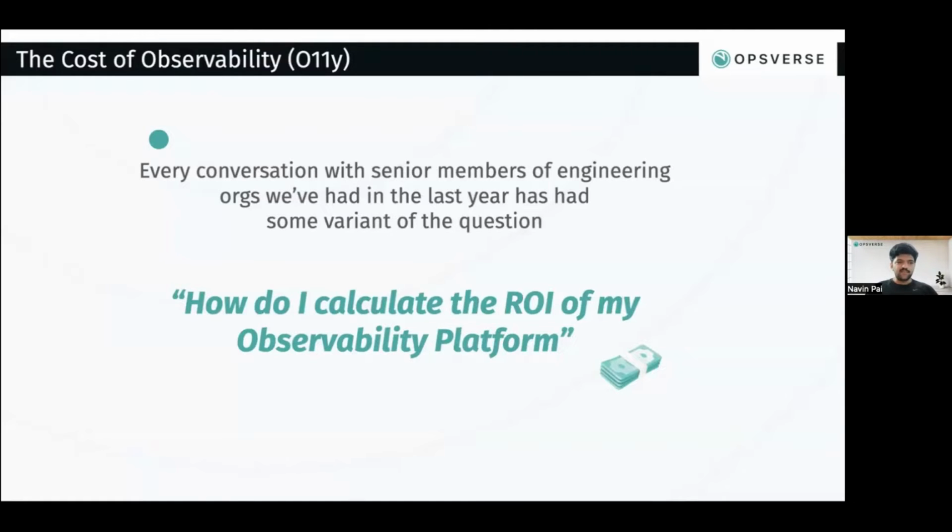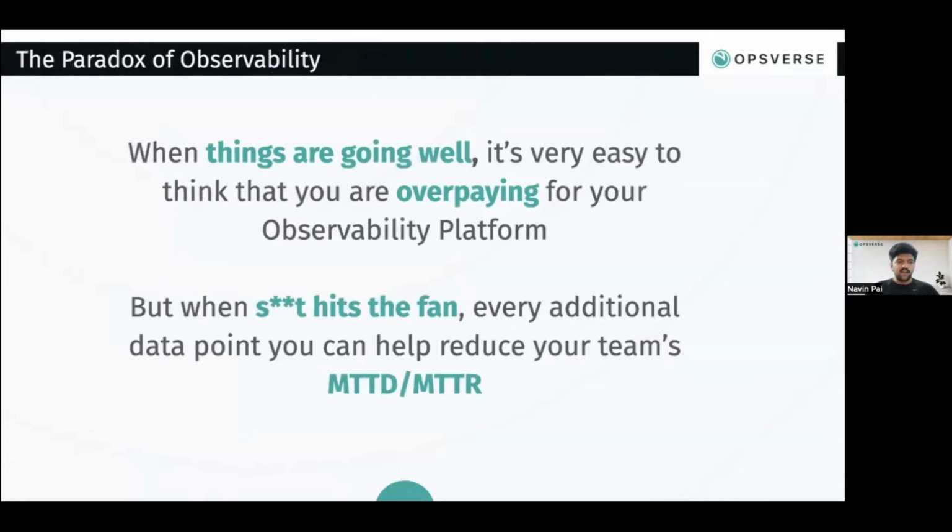So now the question is obviously, why is it so hard to calculate ROI, right? And the first thing is what we call the paradox of observability, where when things are going well, it's very easy to think that you're overpaying for your platform, right? Because even a system that goes down, let's say 20% of times, it means 80% of times everything is chugging along quite nicely, right? So it's very easy to think that 80% of times, why am I paying for this observability platform at all, right?